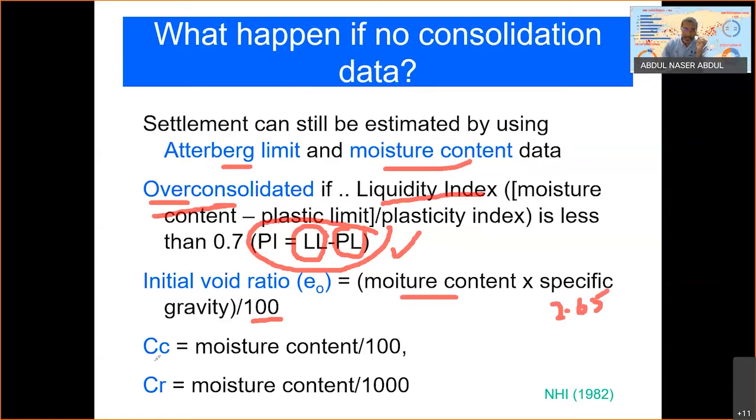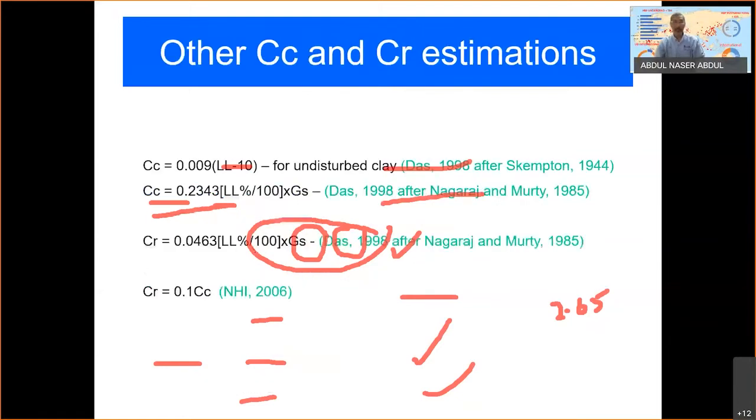The CC, the compression index, is again moisture content divided by 100. The recompression index is moisture content divided by 1000. So now you have got all three pieces of information that you need to calculate your settlement.